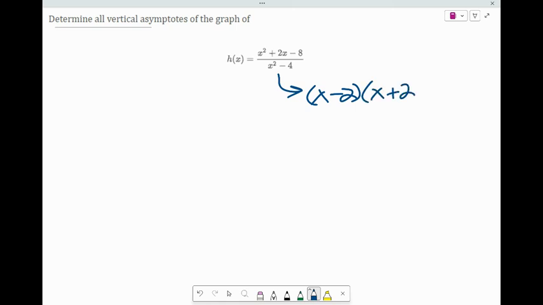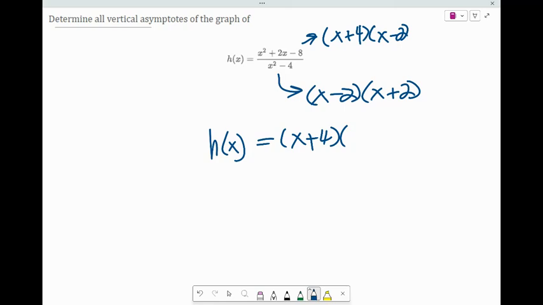It's pretty easy, hopefully, at this point, if you reviewed your factoring, to see that the denominator factors using a difference of squares. But we also have to look at the numerator, and this is one of those trinomials. We're going to need two numbers that multiply to 8 and subtract to 2, so we're going to go x plus 4 and x minus 2.